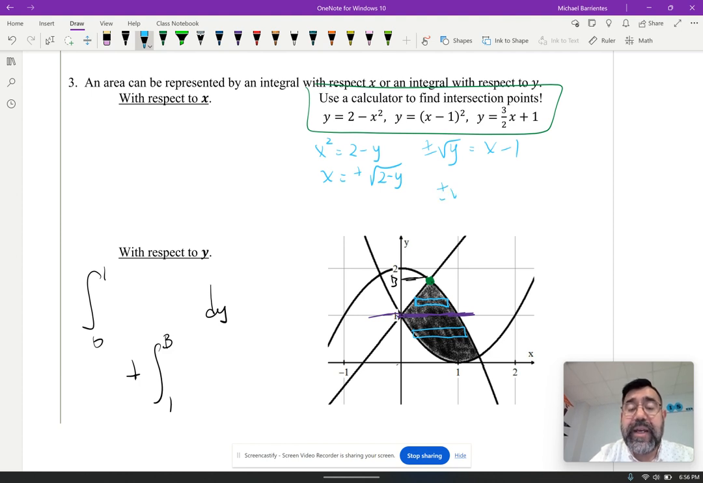As I do that, I think about, wait, do I need the positive square root of y or the negative square root of y? Even after I add 1 here, which one do I need? Well, I need this part. So is that where the square root of y is positive or where the square root of y is negative?